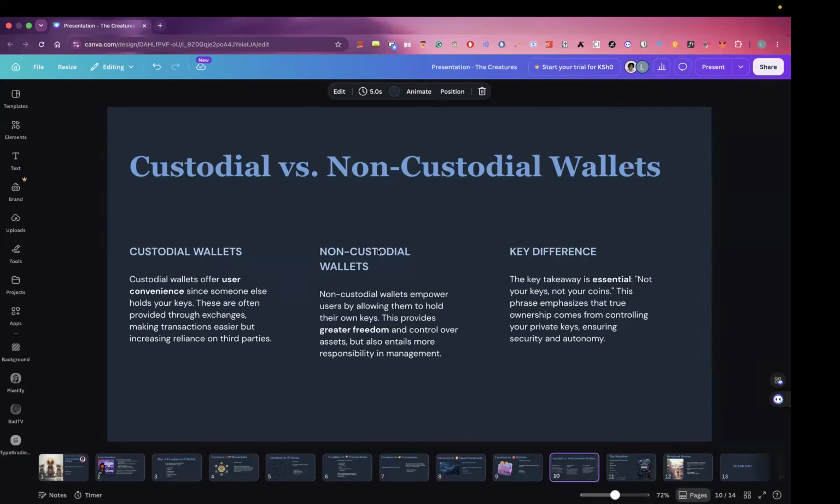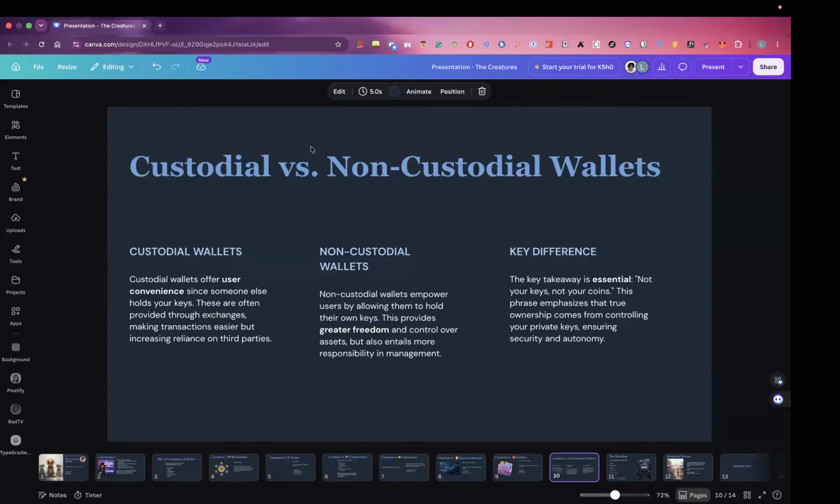And then in the case of layer 2s, they came as a result of scalability issues in layer ones. So let's use the example of Ethereum. There's this problem known as the blockchain trilemma that focuses on three characteristics.